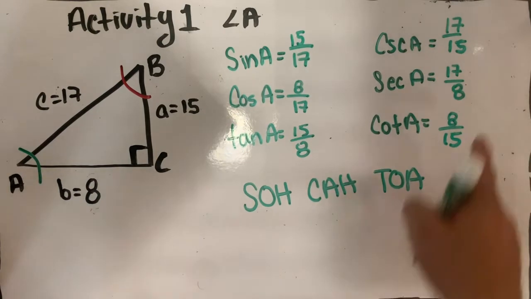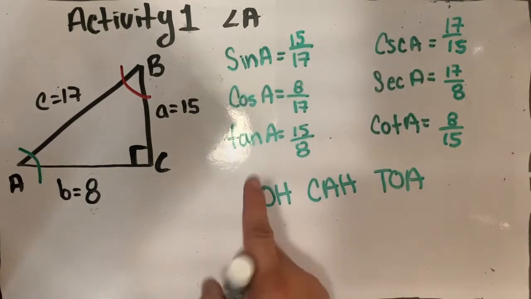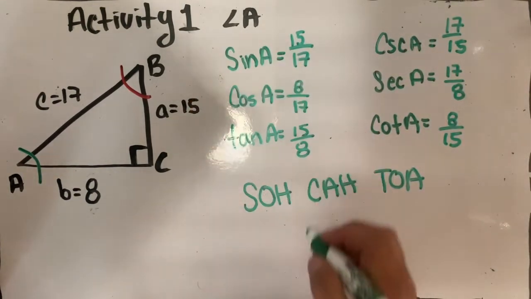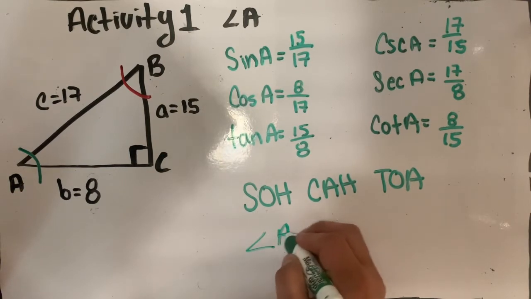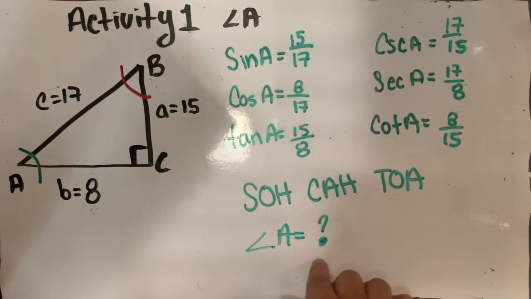Okay, now that I have the 6 different functions, the last thing that I have to do for angle A is to find out the measure of angle A.